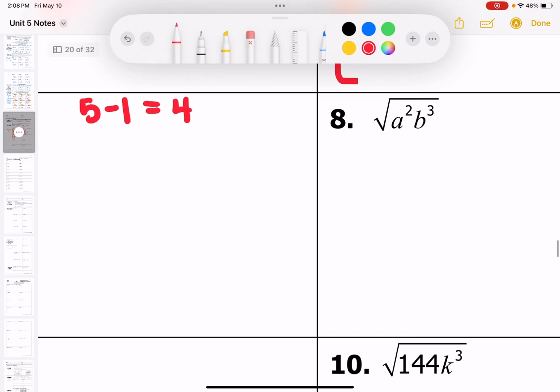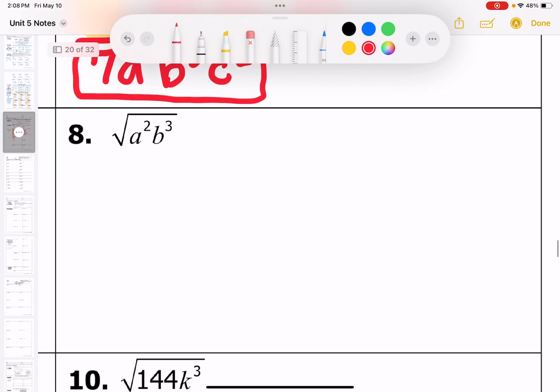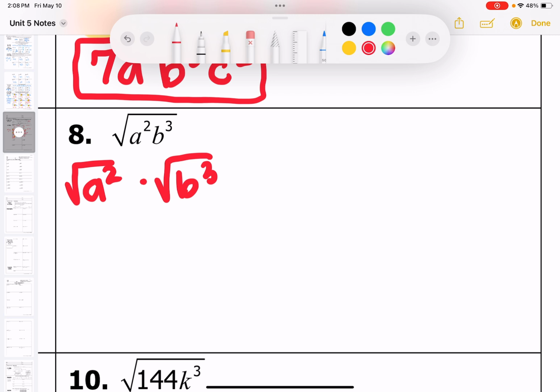All right, number 8, we have the square root of a squared and b to the 3rd. So I'm going to break it apart. A squared, b to the 3rd. All right, square root of a squared can be simplified because 2 is an even number. So 2 divided by 2 is 1. Now, square root of b to the 3rd cannot be simplified because 3 is an odd number.